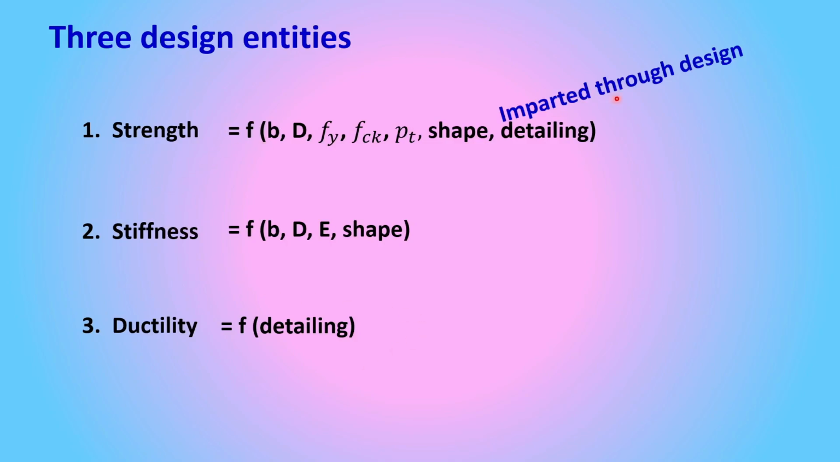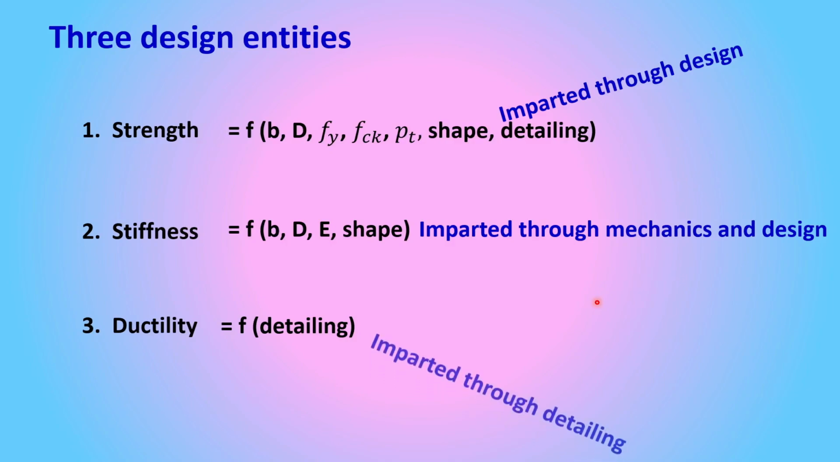So strength is imparted through design. The design we learn in our RC design or steel design. So through the design process, strength will be imparted so that it can resist the external actions. Stiffness will be imparted through mechanics and design, that is how much modulus of elasticity is to be provided so that the system undergoing deflection is within the limit provided by the code. And ductility cannot be designed, or you cannot go through mathematics for imparting ductility, so it is imparted only through detailing.